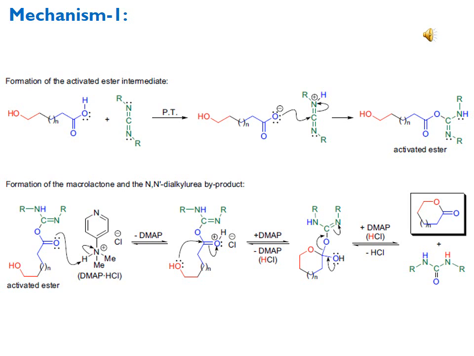In the second step, when this activated ester is shown to interact with DMAP.HCl, protonated dimethylaminopyridine, here you can see the attack is going to be from the lone pair of the hydroxy of the carboxylic ester on the proton from protonated dimethylaminopyridine.